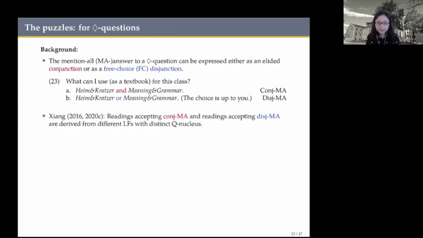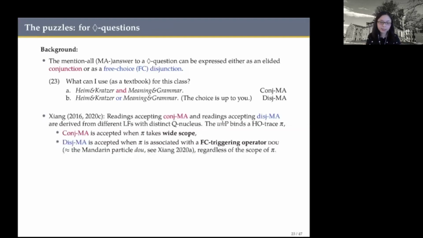I argue that the readings accepting conjunctive mention-all and the readings accepting disjunctive mention-all are derived from different logical forms that have distinct questioning clauses. In all those readings, they are higher-order readings in the sense that the Debye phrase binds a higher-order trace pi. The conjunctive reading is acceptable when pi takes wide scope relative to the possibility modal, and the disjunctive reading is acceptable when pi is associated with a free choice triggering operator regardless of the scope of pi. For the free choice triggering operator, I'm assuming a covert operator, which is similar to the Mandarin particle dou.